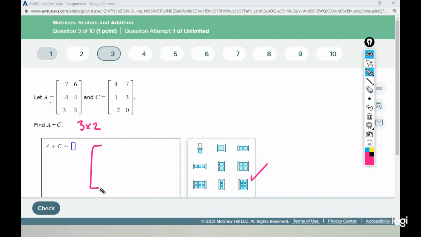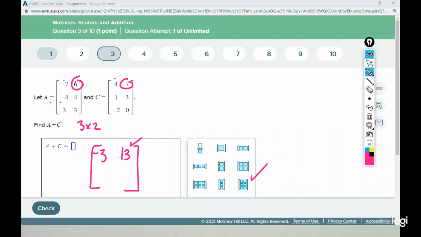Now I add corresponding elements. So I'm going to do -7 and 4. Use the signs that they have. What is a -7 plus 4? -3. What is a 6 plus 7? So you notice that I've got the top right corner, so I'm putting it in the top right corner. They're going to land in the same place.